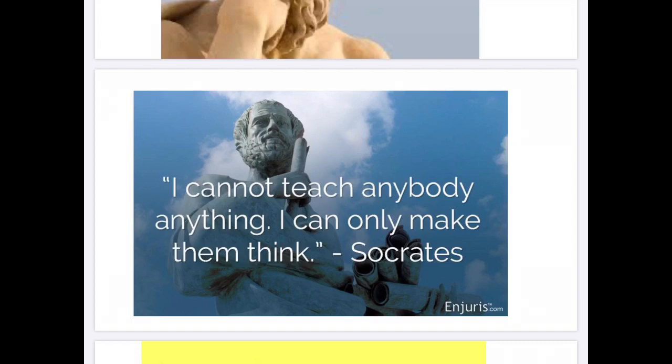So Socrates felt very strongly about free thinking. He did not want his students to take his word for anything. He wanted his students to question their own thoughts, their own beliefs. He wanted them to question whatever belief he maybe had, or whatever he was posing for them to think about. He wanted them to question everything.